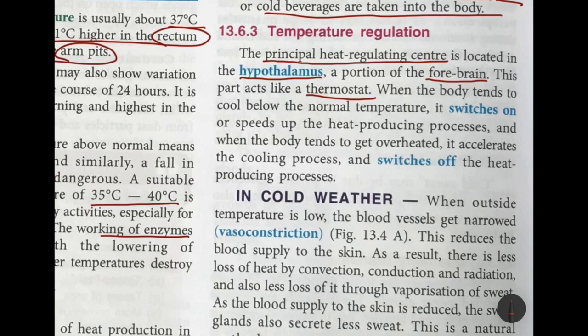Okay, so if the body tries to cool below the normal temperature, it switches on or speeds up the heat producing processes of the body. And when the body tries to get overheated, what happens? It accelerates the cooling process and switches off the heat producing processes. So this way the temperature of the body is maintained. So if you are about to overheat, the cooling process is switched on and the heat producing processes are switched off. And if the body is cooling down below the normal temperature, then it speeds up the heat producing processes.